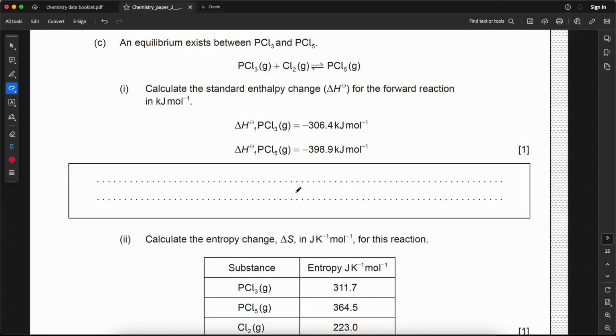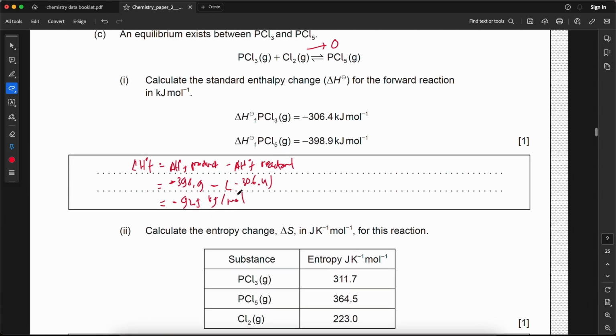An equilibrium exists between PCl3 and PCl5. Calculate the standard enthalpy change for the forward reaction. So for Cl2, it's 0 because it's in its standard state. So delta H will be product minus reactant. That will be negative 398.9 minus negative 306.4. You will get negative 92.5 kilojoule per mole.